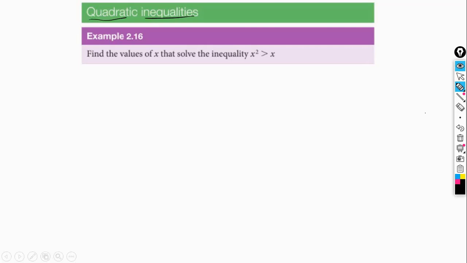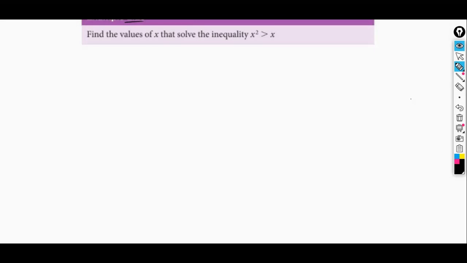So the last part of this section is quadratic inequalities. And we're going to take a look now at example 2.16. And it says, find the values of x that solve the inequality x squared is greater than x. Now, it could be possible to determine the solution set to this inequality by using trial and error or a mental process. And it might be successful, but generally speaking, it's a good idea to try to find the solutions by using an algebraic method.